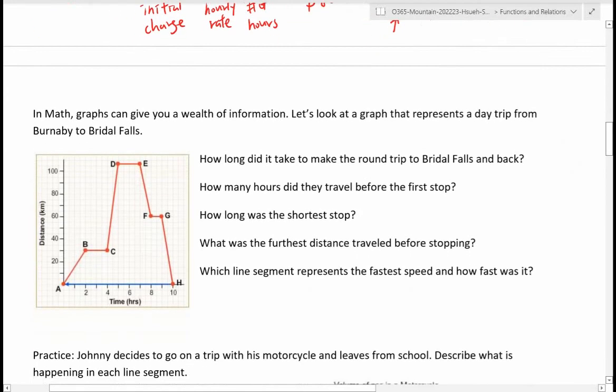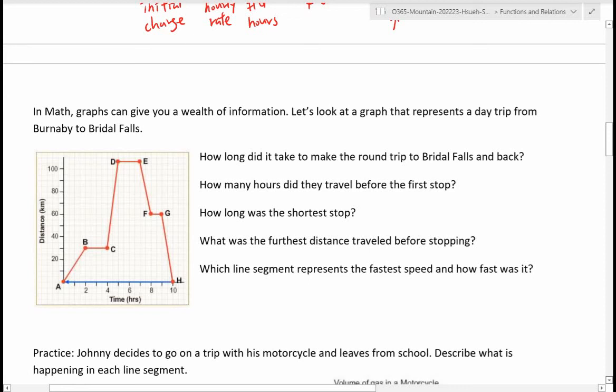Let's look at this graph that represents the day trip from Burnaby to Bridal Falls. Okay, so you can see here on the x-axis or the horizontal axis, it represents the time, and on the y-axis or the vertical axis, it represents the distance. Okay, so it's the distance from Burnaby.